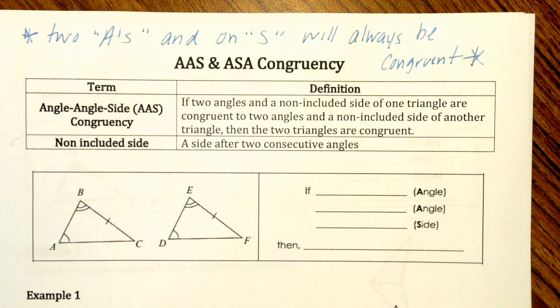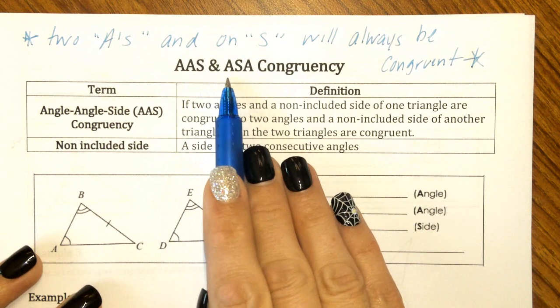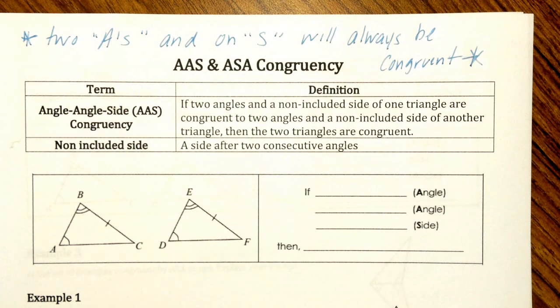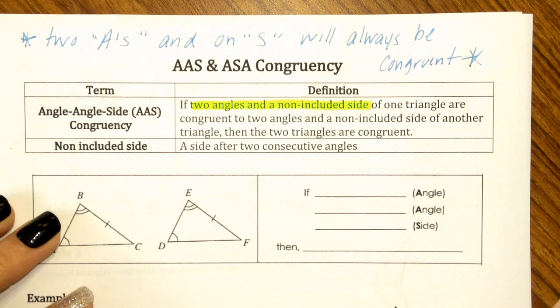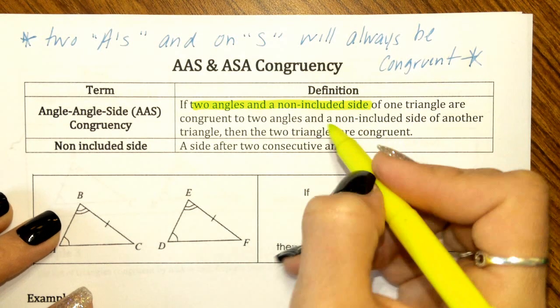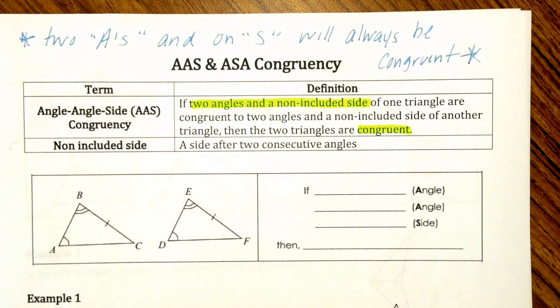What you're going to notice, though, is you're going to have to identify whether it's the AAS or the ASA. So you do have to pay attention to what order these letters go in. Let's first talk about the AAS. We're going to have two angles and the non-included side be congruent. We talked about the included angle, where that A was between the two S's in SAS. But now you have the non-included, which means it's not in the middle.